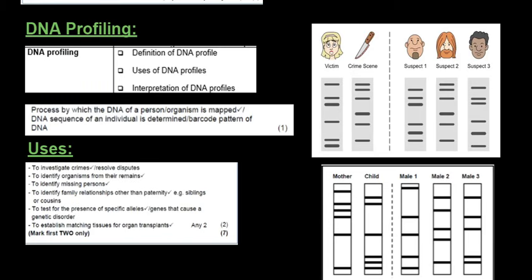DNA also comes in handy in different situations. In the case of DNA profiling or DNA fingerprinting, DNA is also used. The definition of a DNA profile I also got from an old memo from a previous exam paper, and it is the process by which the DNA of a person or an organism is mapped, so it's laid out, or the DNA sequence of an individual is determined, or the barcode pattern of DNA is determined.